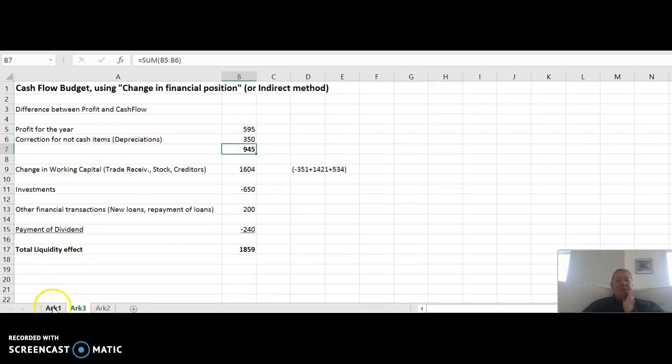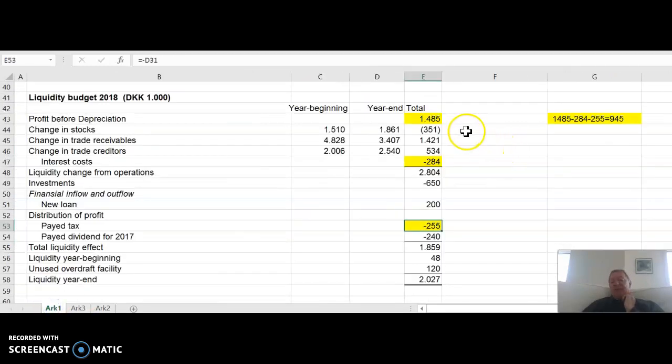So we are doing the same, just in another way, and we are showing each of the different working capital amounts, not in one amount, but all three of them. And then we have, as I showed you before, the investments, new loans, and the dividend paid. And then we end up exactly with 1859.